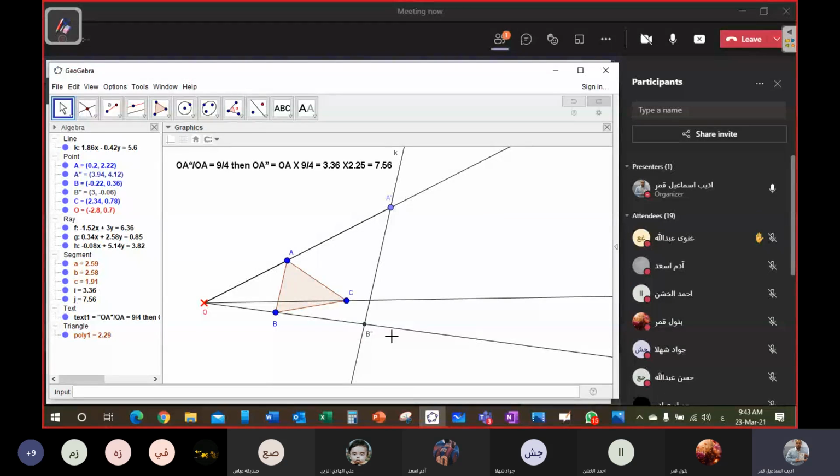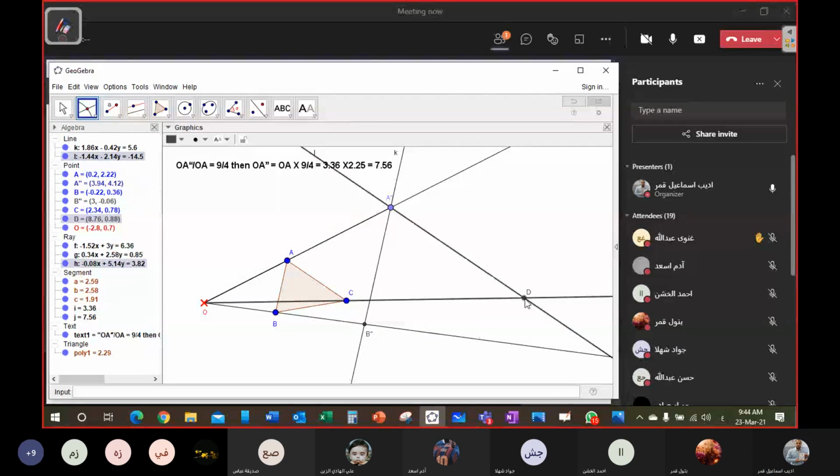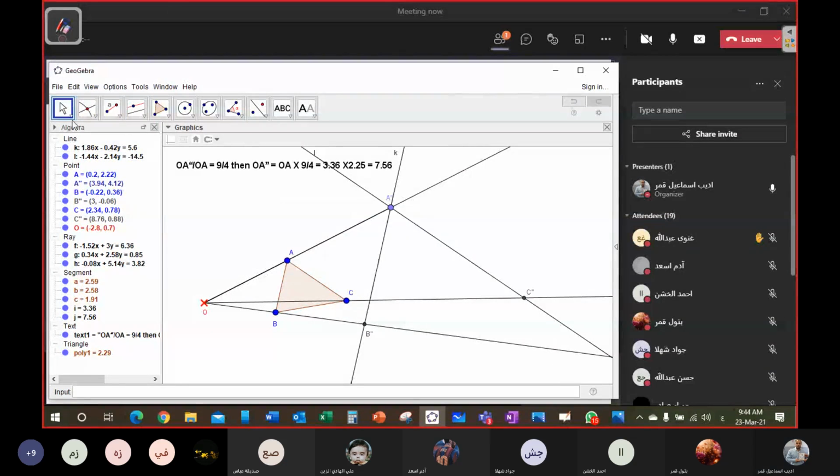So through A double prime, we draw a line parallel to AB. It meets the ray OB at the point B double prime. The same: through A double prime, we draw a line parallel to AC. It meets the ray OC at C double prime. Okay? Then what do we do?